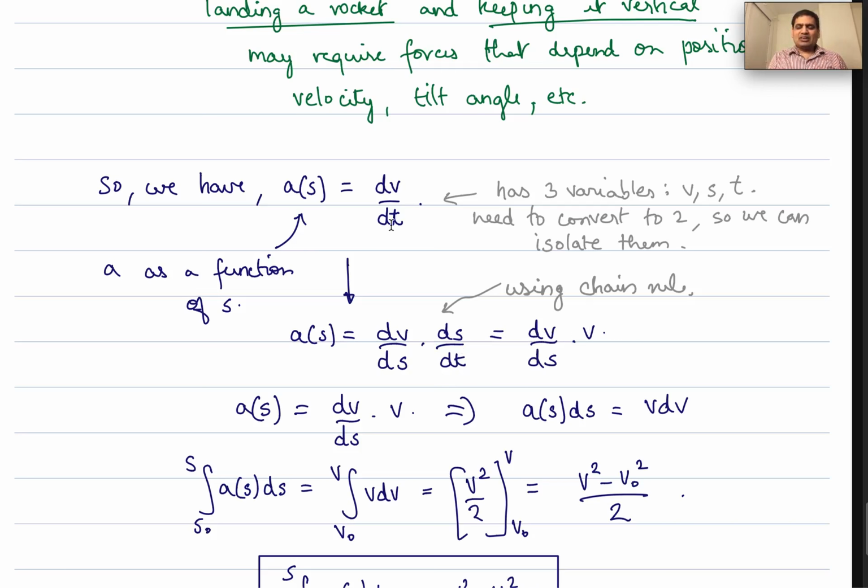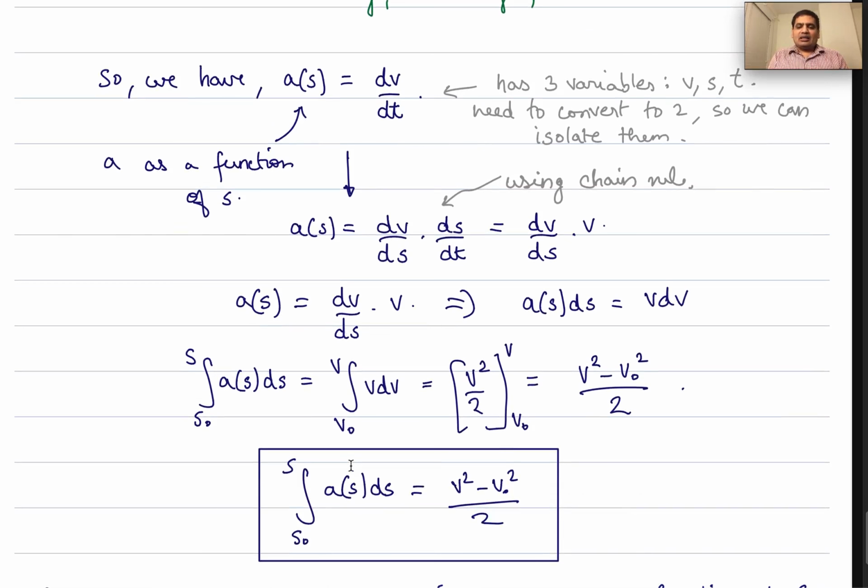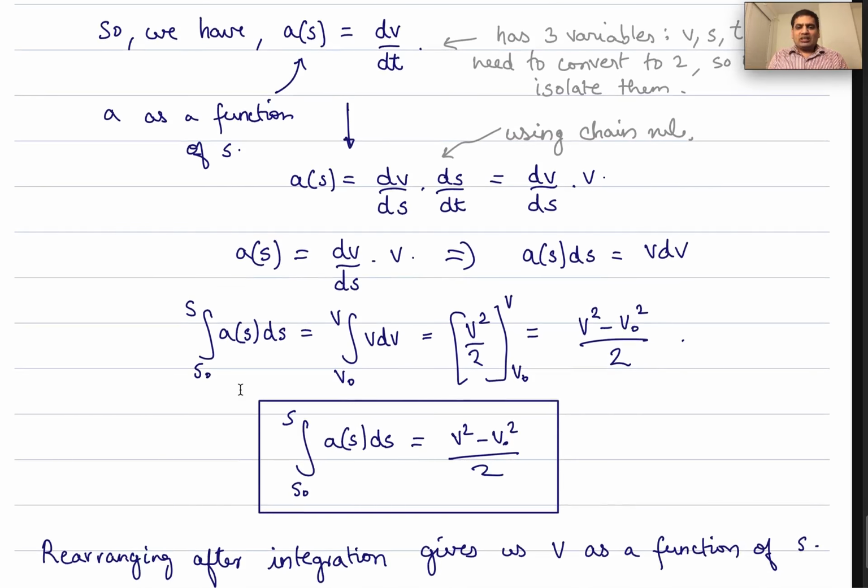Once you have this, you can separate all the v terms and all the s terms, which is what we do here. So it's a of s ds equals v dv, and we can integrate both sides, like so. Integral a of s ds equals integral v dv. Integral v dv is just v squared over 2. We can apply the limits. You get v squared minus v naught squared divided by 2, and that's it, right? So this is all we can do so far.